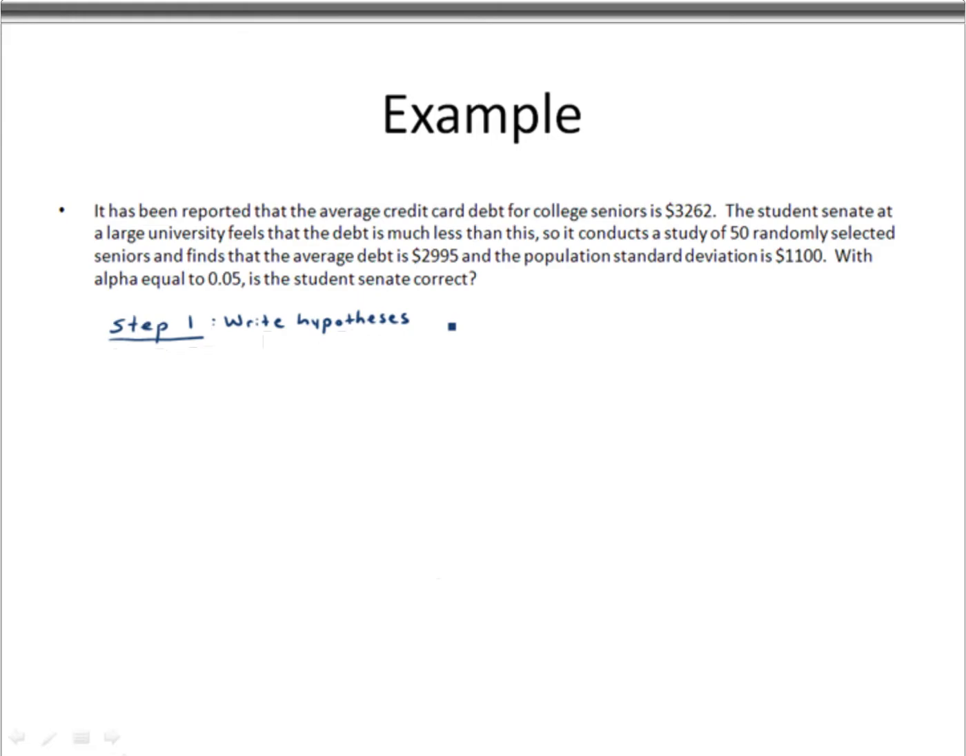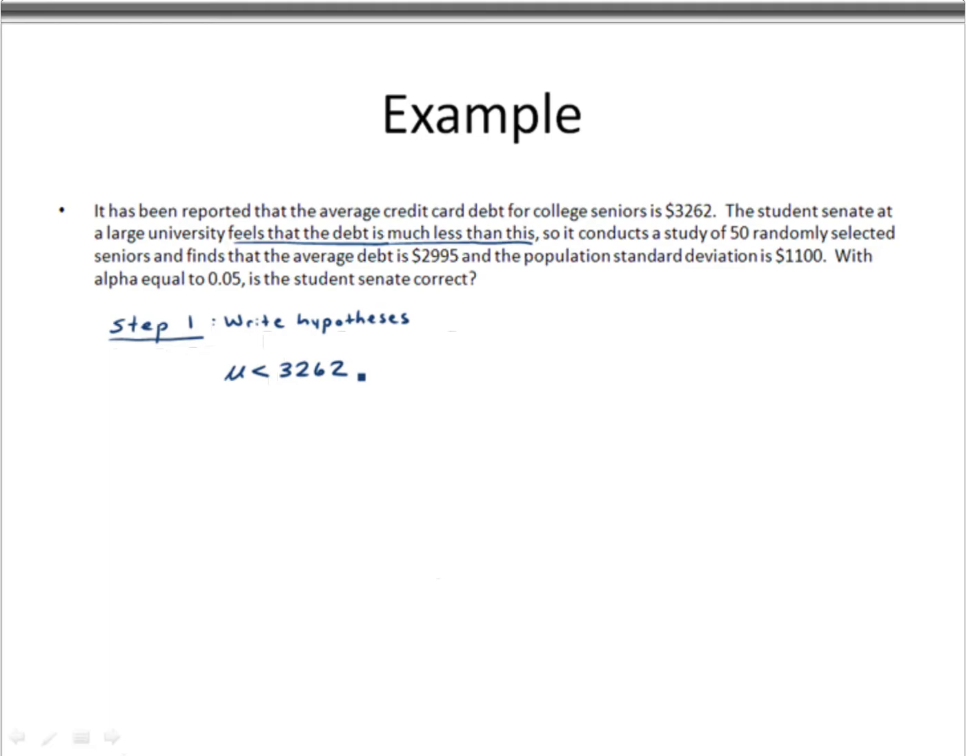The thing that I note is the sentence that says the Student Senate feels that the debt is much less than this. And so that tells me that one of my hypotheses, and I'm not sure which one at this point, is going to be that the average debt is less than, and then I need to ask myself less than what? It was reported that the average credit card debt for college seniors was $32.62. The Student Senate thought it was less than this. Okay, so that is one of my hypotheses.